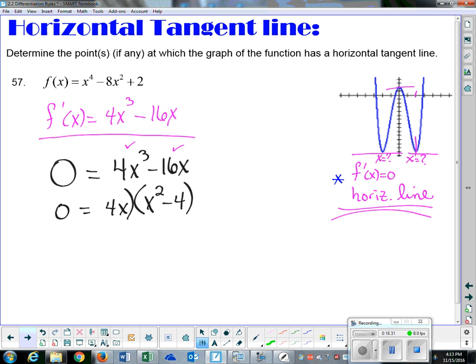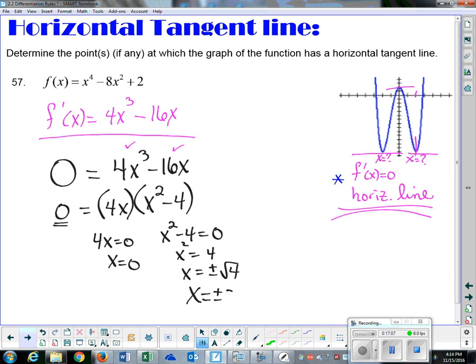How do I get my solutions out of here? Well, I really have 2 things multiplied. And in order to get 0, either this could be 0 times some number over here, which would result in 0, or I could have some number in the first factor times 0 in my second factor, which also would give me 0. So I think you know the routine. Take each factor, set them equal to 0, and solve. I could say x squared is equal to 4. x is equal to plus or minus the square root of 4. Then x is equal to plus or minus 2.